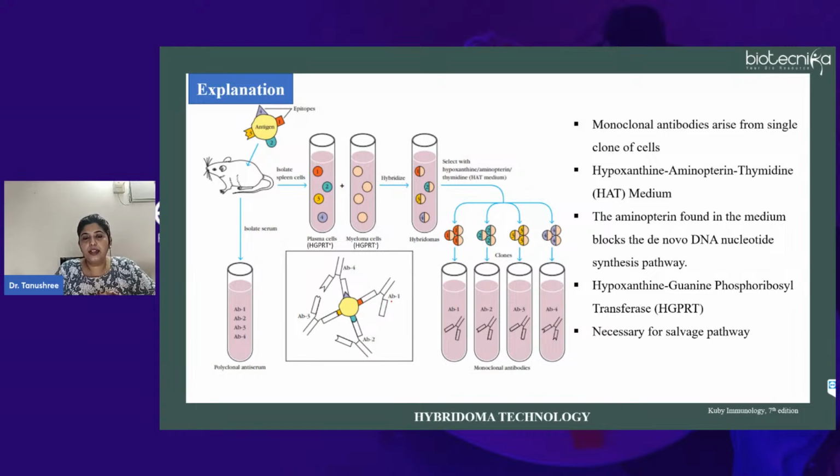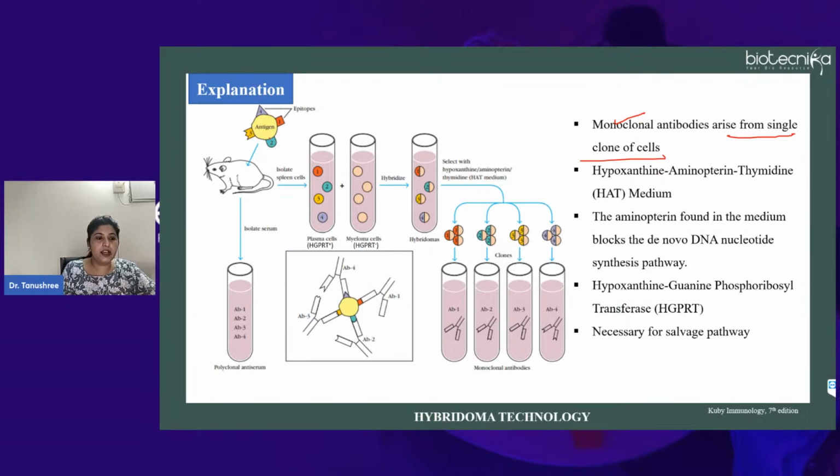See, when you talk about antibodies, we have monoclonal and polyclonal. Monoclonal antibodies always arise from a single clone of cells, that is, the plasma cells, whereas polyclonal antibodies arise from many clones of plasma cells. Plasma cells are short-lived antibody producing cells. Now, this hybridoma technology is popularly used for synthesis of monoclonal antibodies.